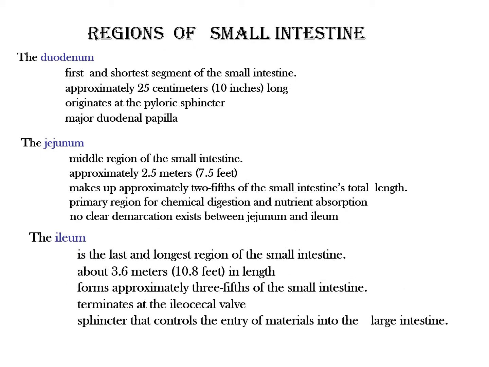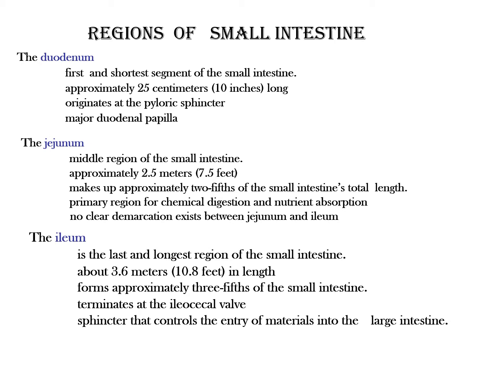Anatomy or regions of the small intestine. The small intestine is subdivided into three regions. They are the duodenum, jejunum, and ileum. The duodenum. It is the first and the shortest segment of the small intestine. It measures approximately 25 centimeters in length.